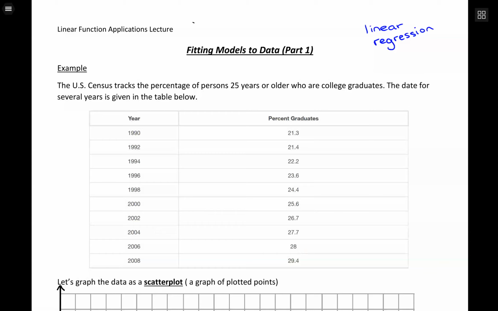So what we want to do is graph this data. And when we graph it, we're going to draw something called a scatter plot. It's where we're going to treat these as coordinates. We'll have year be treated as X and percent of graduates treated as Y. And we're just going to graph them in a scatter. And what that means is that they'll have these individual points, but we're not going to connect the dots.